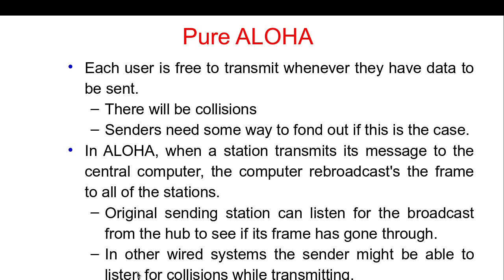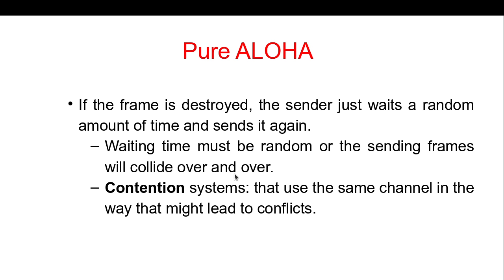Now, if the communication were using wired systems, it would be possible for the sender to listen for collisions while the frame was being transmitted itself. In the case of wireless, only by using the broadcast or the reverse communication can the sender conclude whether there was a collision or not. Now, if the frame is destroyed, the sender just waits a random amount of time and sends it again.